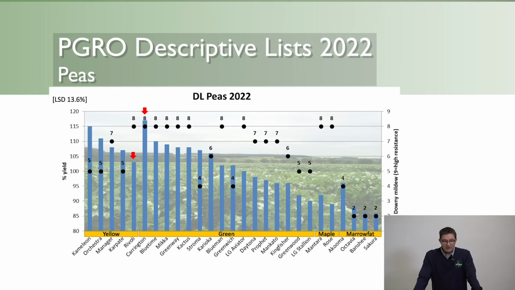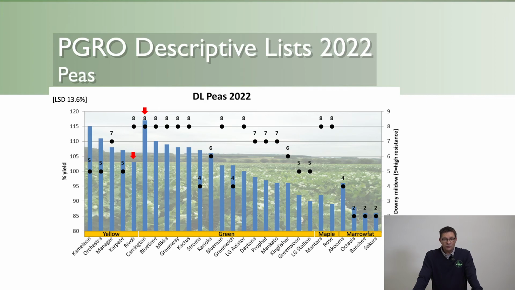The 2 new varieties are highlighted with the red arrows there. The first one is Carrington with a top yield of 117%. Second to that is the yellow seeded pea Kameleon at 115%, which was the top yielding variety in 2021. Also in the yellow seeded category, we've got a new variety called Rivoli. It's 103% yield. A bit on the low side, but it does have an 8 for downy mildew, which gives it the best downy mildew rating within the yellow group.